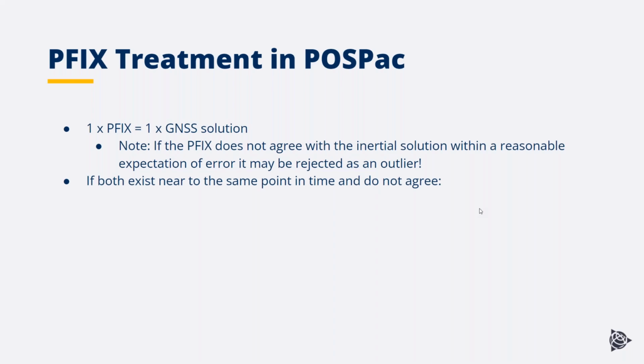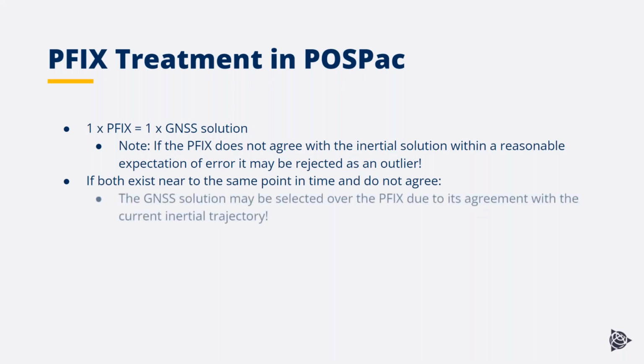If both Pfix and GNSS solution exist at the same point in time and they don't agree, so they're telling different positions, the GNSS solution might be selected over the Pfix because it probably will agree with the IMU inertial trajectory better. But if we use Pfix, we usually really trust the Pfix more.